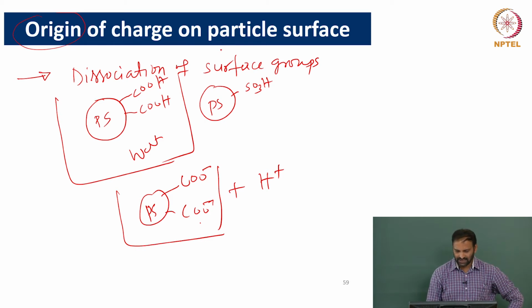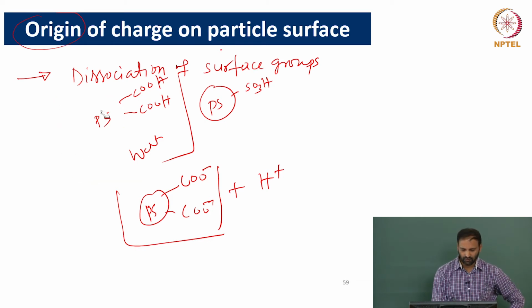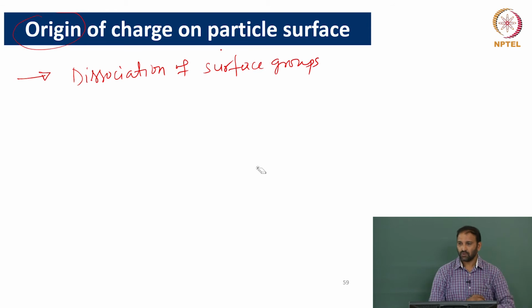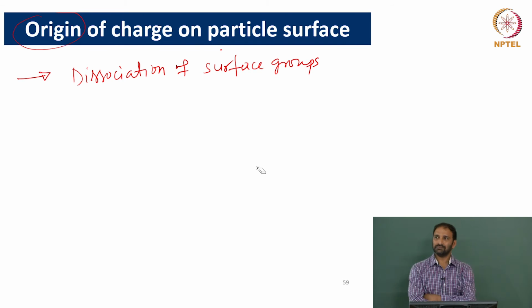Now, the second mechanism that you can think of, one of the simplest ways is dissociation of surface groups, right? Any other examples that you can think of, or any other means by which the particles can get charged? Polarization.